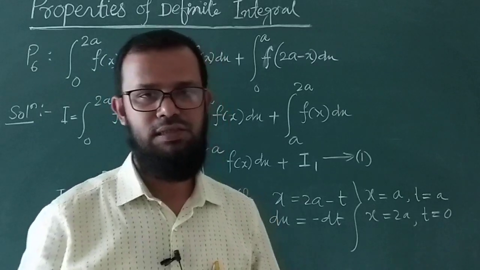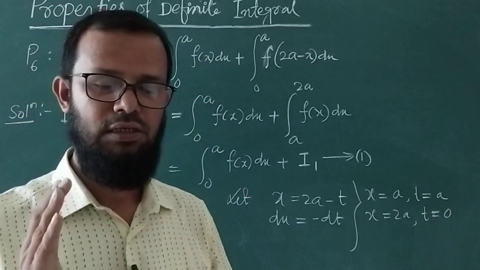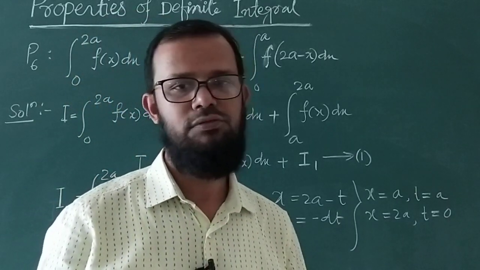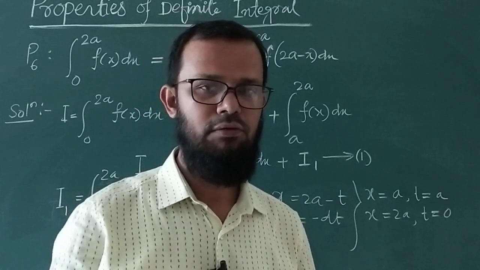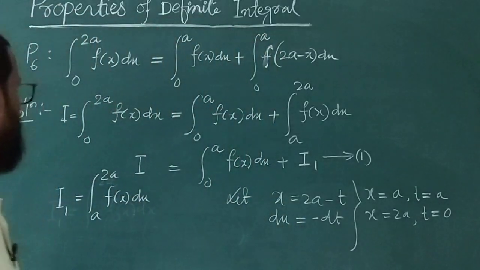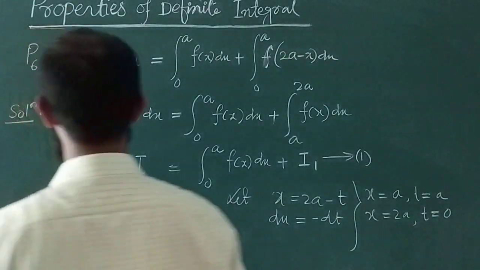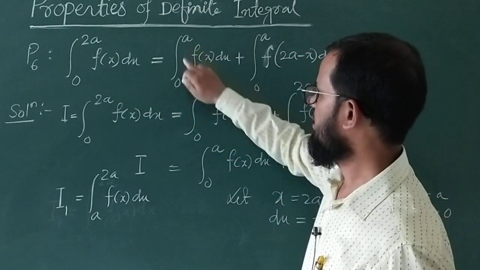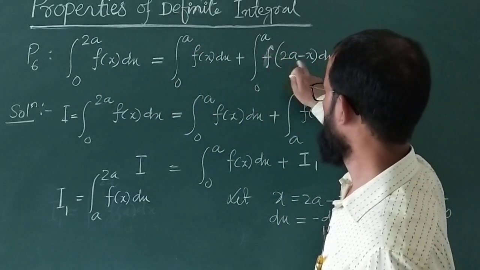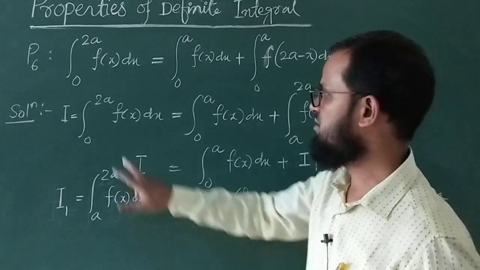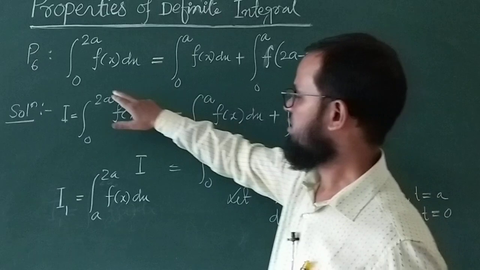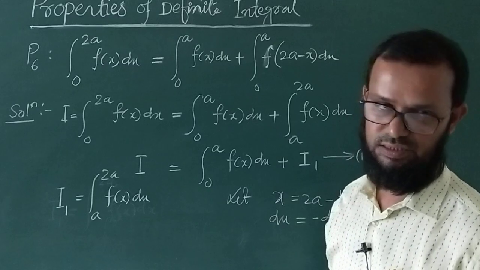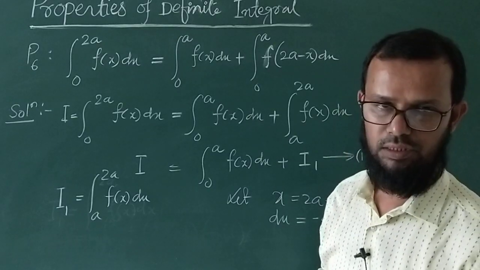So, in the last few classes I have discussed the properties of definite integrals, and continuing with these properties, I am going to discuss a new property today and also solve a problem. So, what is the property? Integration 0 to 2a f(x) dx is equal to integration 0 to a f(x) dx plus integration 0 to a f(2a minus x) dx. You can write this integral as two separate integrals. If you prove it, then you can convince yourself.